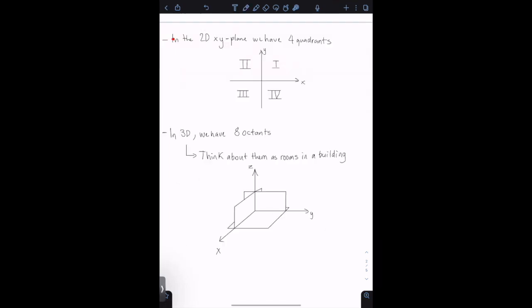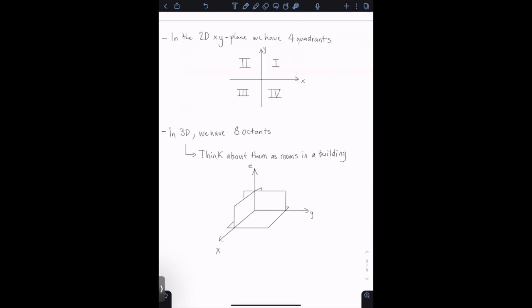So let's talk a little bit more about three-dimensional space. In 2D, in the XY plane, we have four quadrants. We're already familiar with that. We know the first quadrant is when X and Y are both positive. The second quadrant is when X is negative, Y is positive. Third quadrant when they're both negative. And this is the fourth quadrant here.